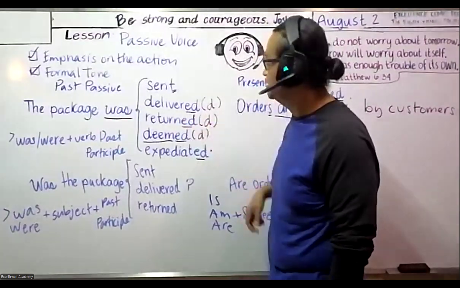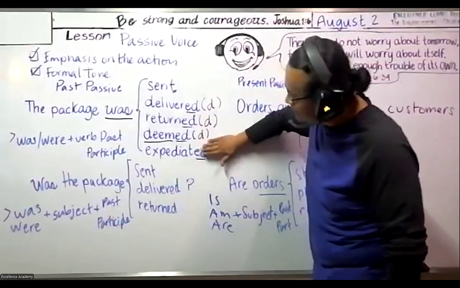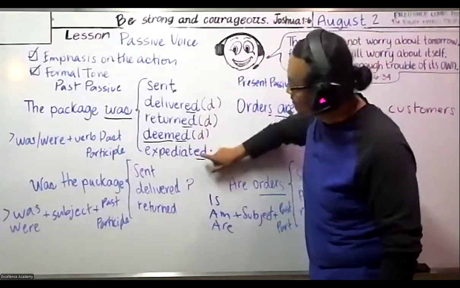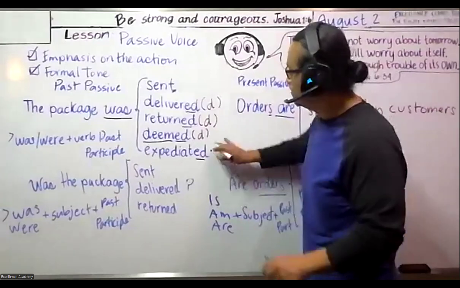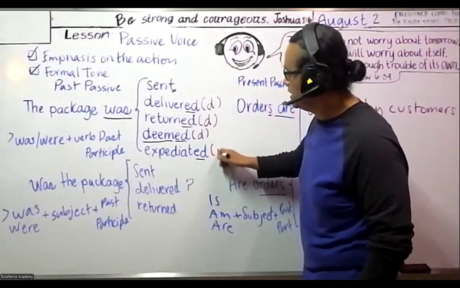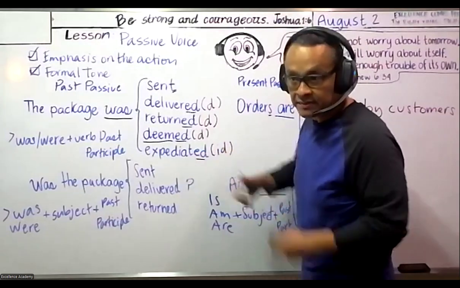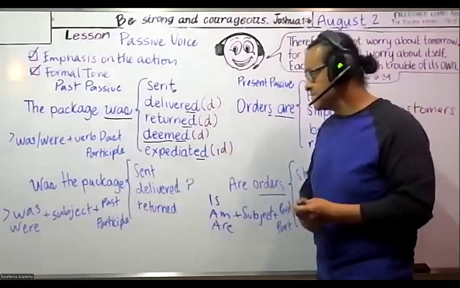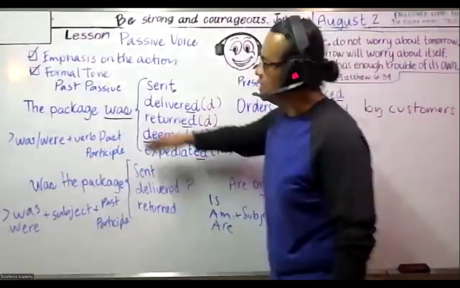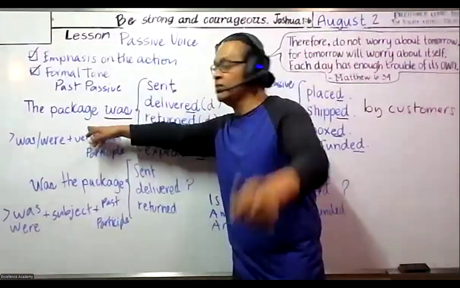Deemed. For expedite, you're going to add an extra syllable because of the T sound, right? And you're going to say expedited. We'll add the extra syllable. Expedited. Okay? All right, let's try it. Everybody, let's practice. If you want, you open the microphone and let's begin.